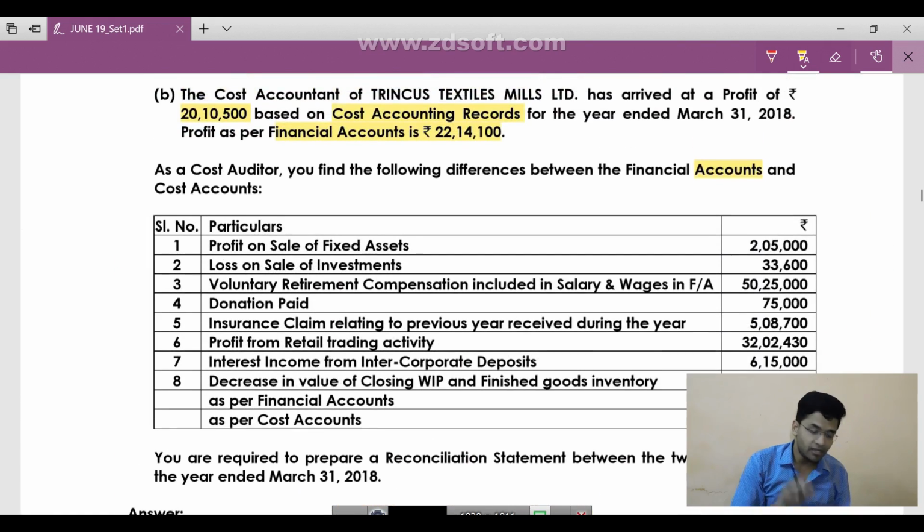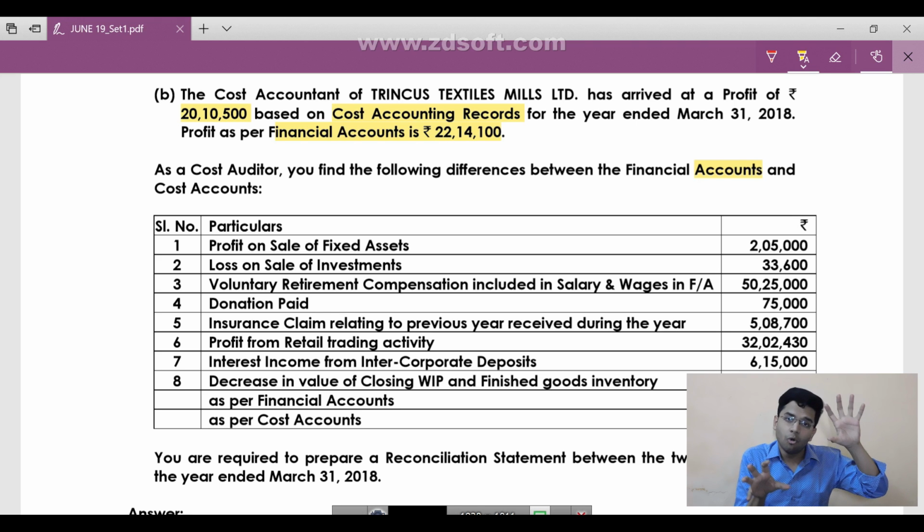Now last adjustment, and a very, very important adjustment, guys: decrease in value of closing work in progress. Closing work in progress has reduced, and finished goods inventory has also reduced. Now understand, what do you mean by decrease in closing work in progress? This means that opening work in progress was more, closing work in progress is less. Similarly, opening finished goods is more, closing finished goods is less. Opening finished goods or opening stock is in the nature of expenditure, and closing is in the nature of income.